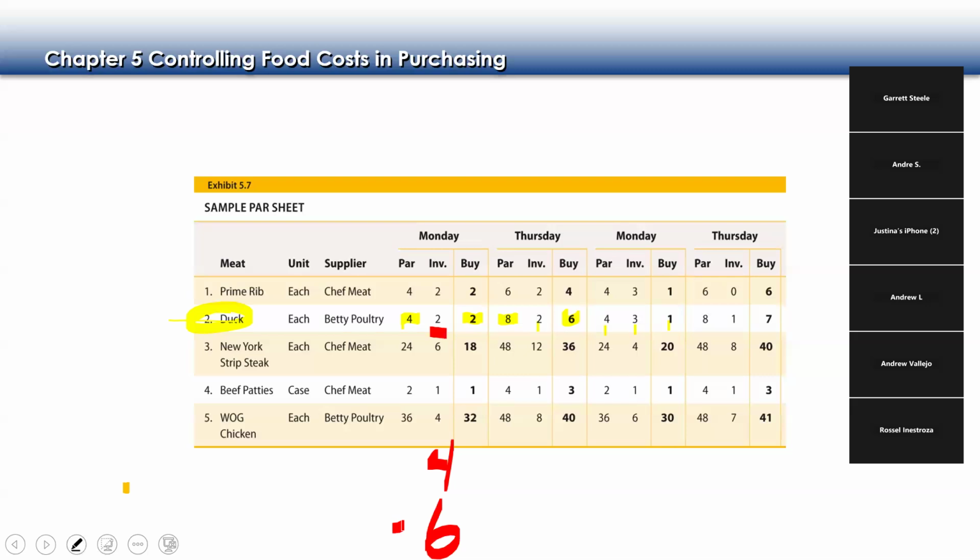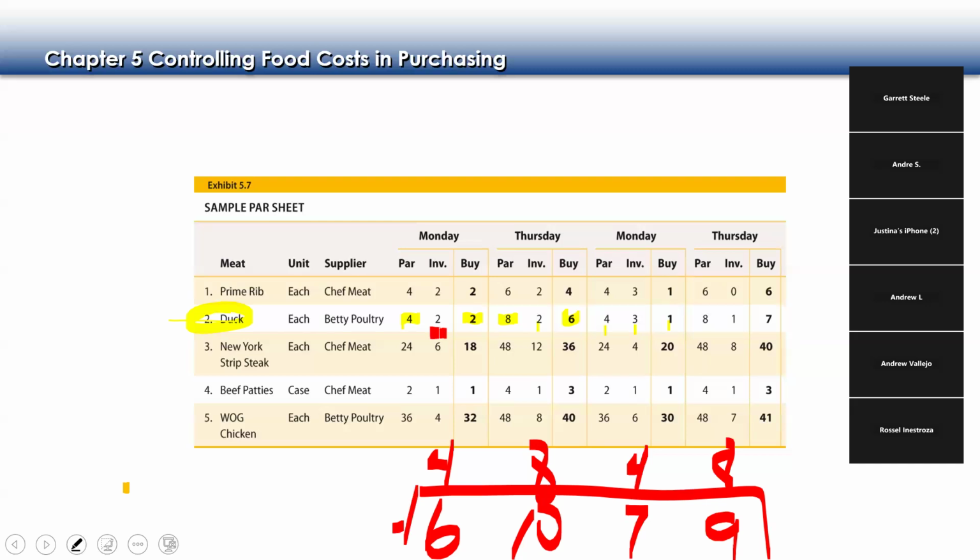Now when it comes to 8, if I actually ordered the 8, then I'd actually have 10 on hand. You guys see what I'm saying? Same thing here. If I ordered 4, then I'd have 7. If I ordered 8, I'd have 9. Look at how much more product we would have compared to these inventory numbers that are relatively low. Does that make sense? Why we want to control what we purchase.